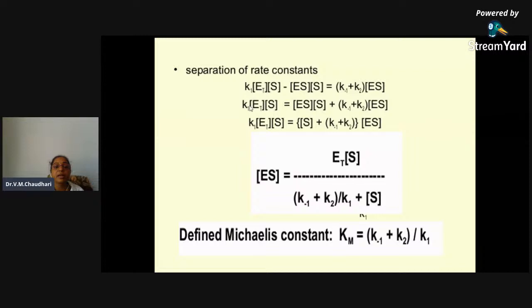Now what does separate rate constant mean? The minus term here will go to the other side and become plus. What will become plus? Concentration of enzyme substrate complex into concentration of substrate, plus K-1 plus K2 into concentration of enzyme substrate complex. So K1 ET S minus ES into S equals K-1 plus K2 into concentration of enzyme substrate complex.